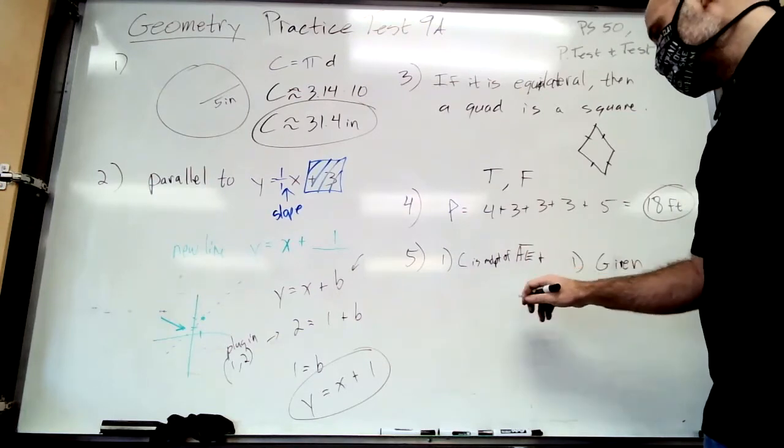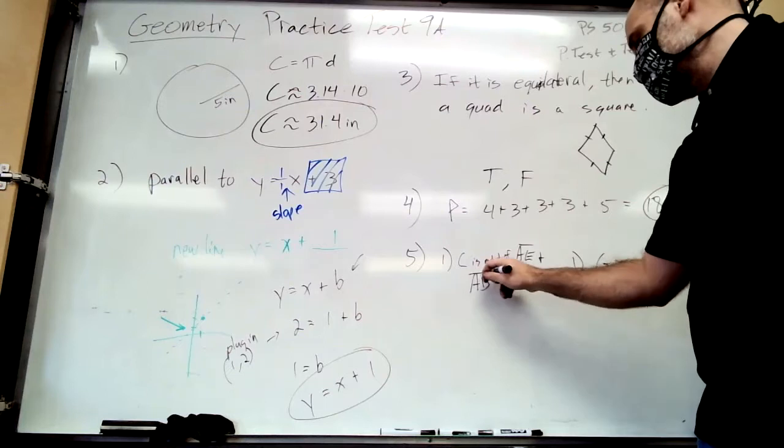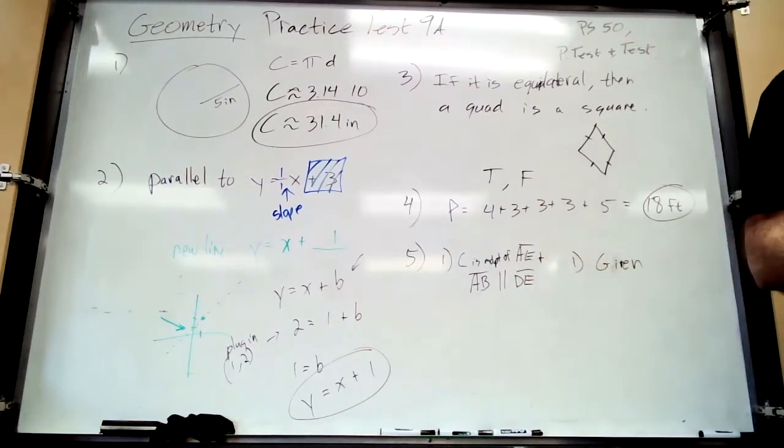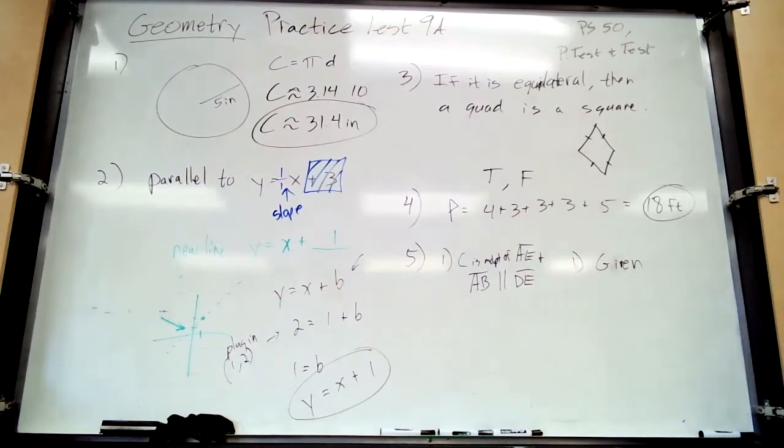and AB is parallel to DE. Given. There's 2 points of the proof that you already have. Good job. And what's the next easiest part of the proof?